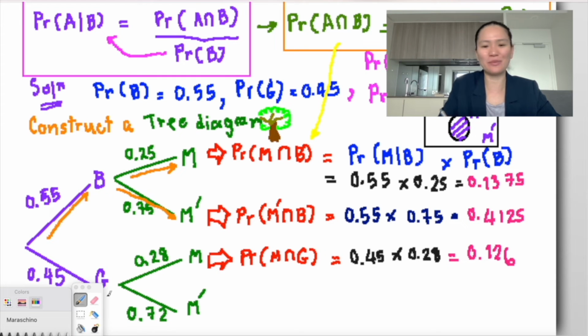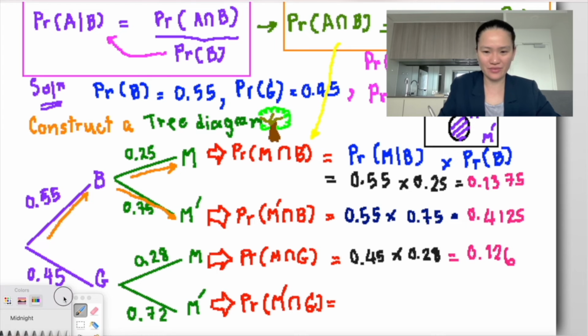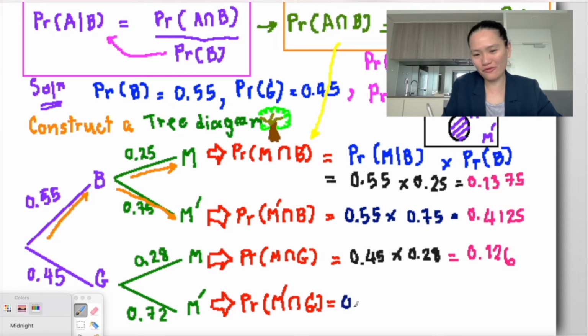Well, mathematics is about practice. Not too difficult, but not too easy as well. We want to find the probability of the girls who do not prefer mathematics, intersect girls. And we're going to do the same thing here. 0.45 times 0.72. And what is the answer, please?